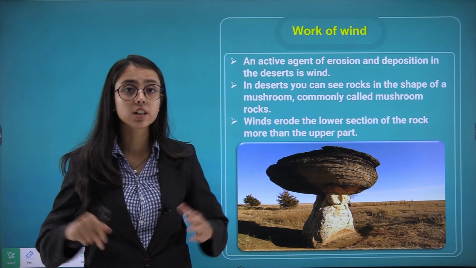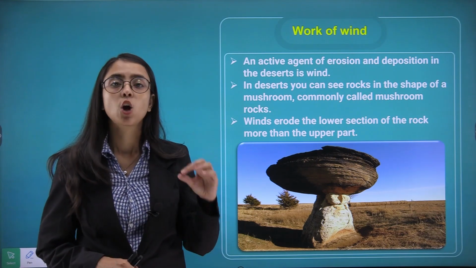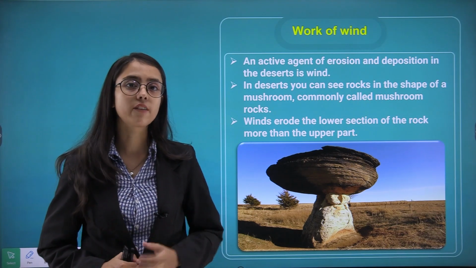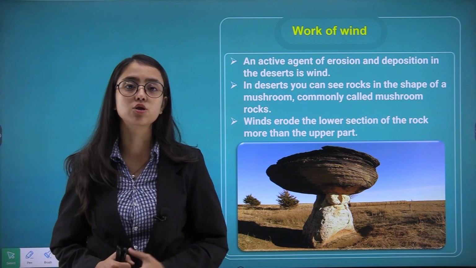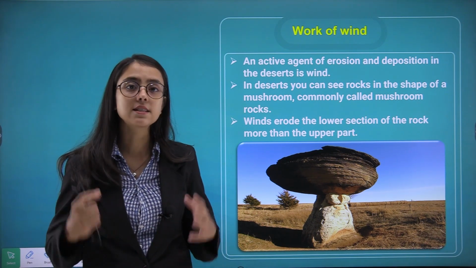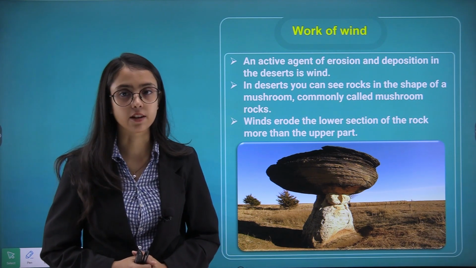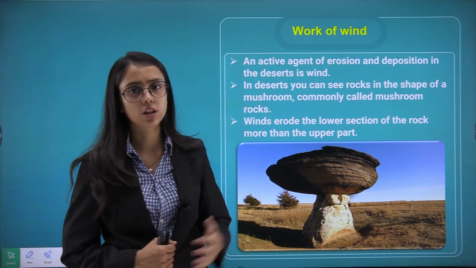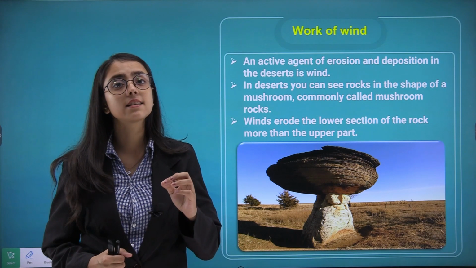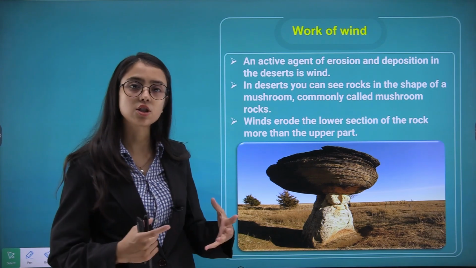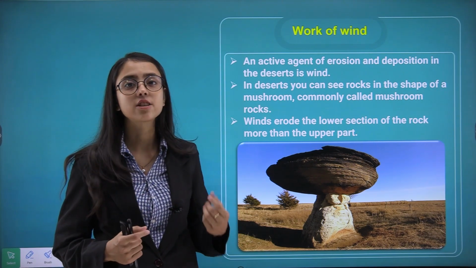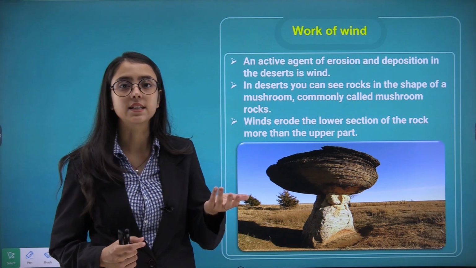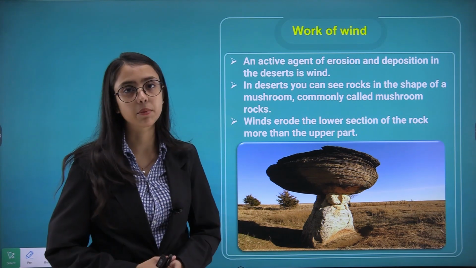Now let's talk about the work of wind. Wind is one of the major factors for erosion and deposition of soil as well as formation of major landforms. It is an active agent for erosion and deposition mainly in desert regions, because in desert regions the sand is very dry and very light, so it can be carried easily away by the wind.